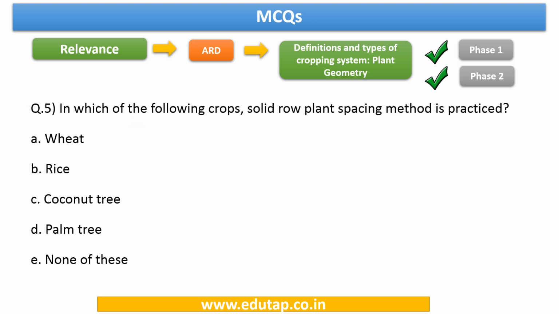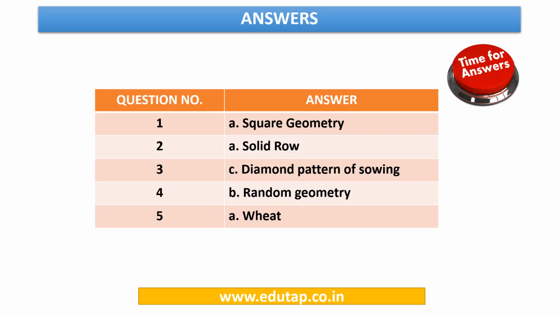Now we have come to the 5th question. It says, in which of the following crops is solid row plant spacing method practiced? So basically they're asking for an example. It is wheat. Now kindly Google and try to find out other examples as well. Now in this particular slide, we have given you the answers. Kindly have a look at these again.